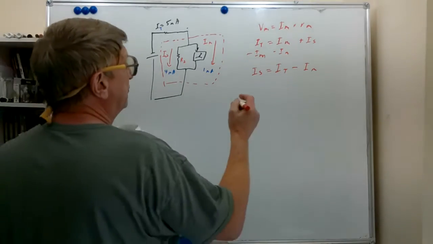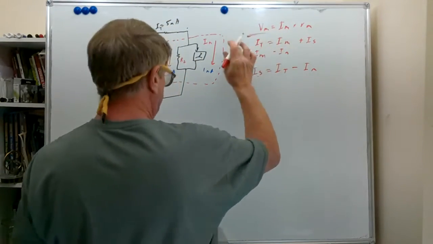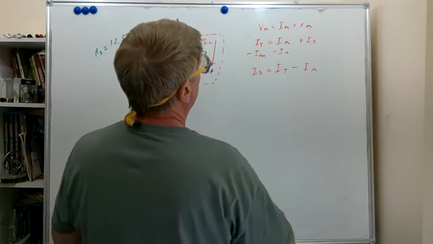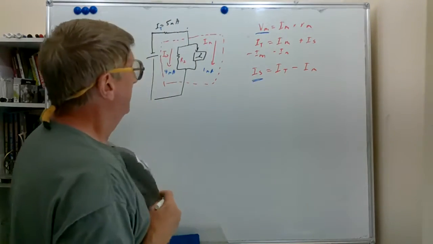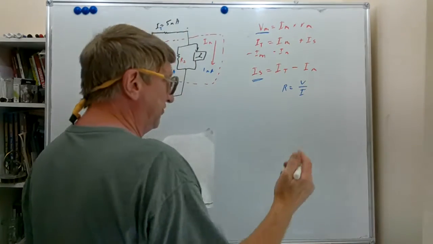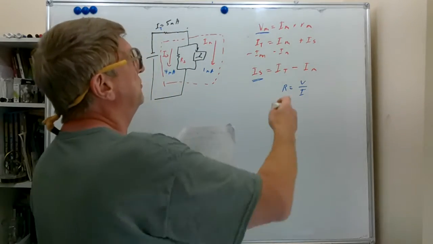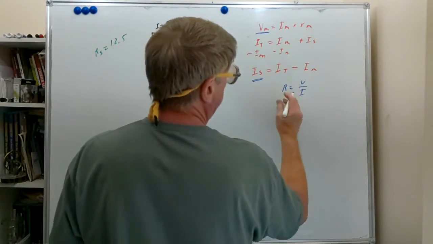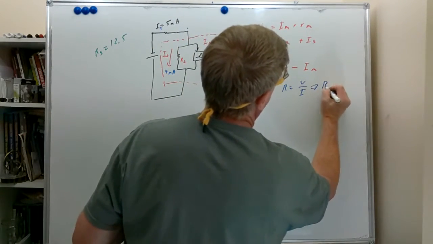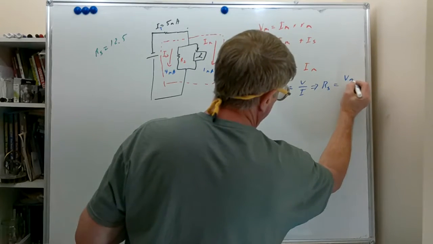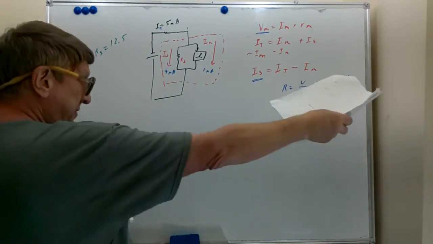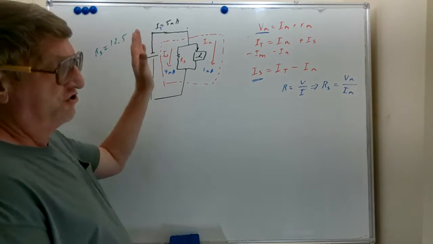And then we basically use VM, we use IS, and we use the formula that resistance equals voltage over current. We're looking for RS, so we add subscripts, and we end up with the resistance of the shunt is equal to the voltage of the meter divided by the current of the shunt. So we now have a formula for calculating the required shunt resistance.